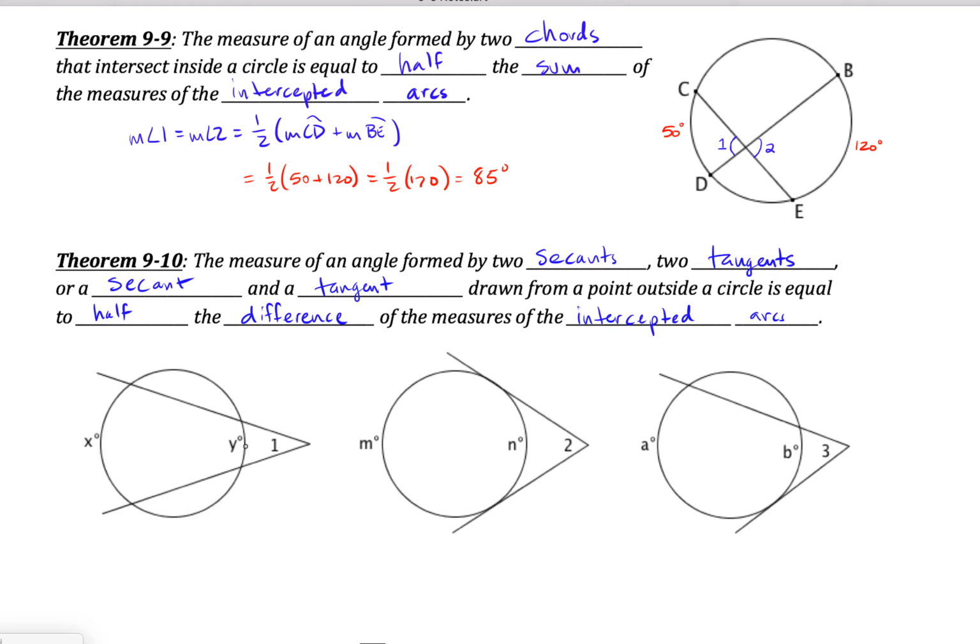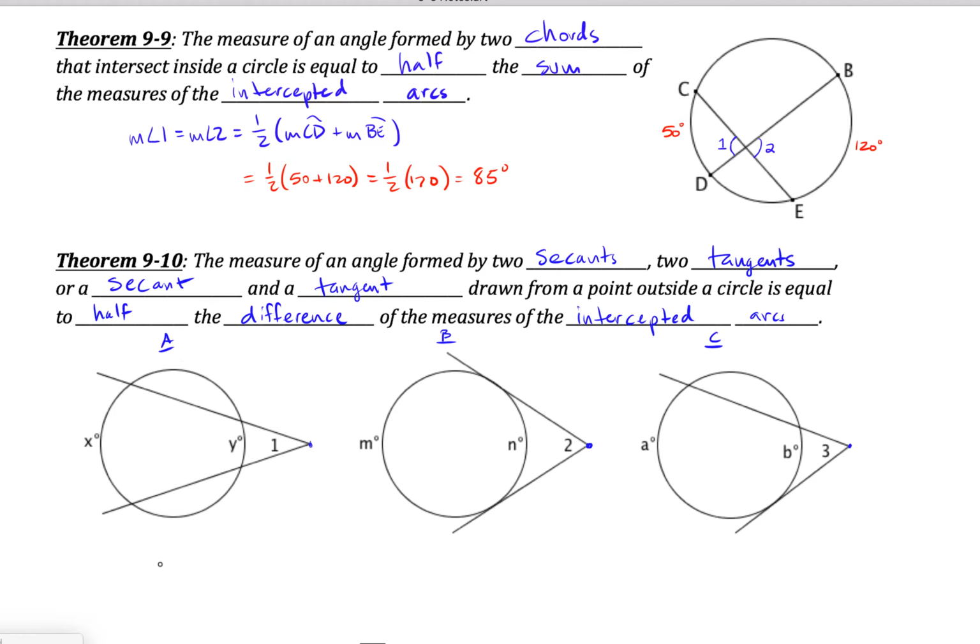So you can see I'm going to have to look at three different diagrams for this theorem because it describes three different possible scenarios. In this first diagram, we'll call it diagram A, we have two secants of this circle that are meeting at this point here outside the circle. In diagram B, we have two tangents of the circle meeting at this point. And in diagram C, we have one secant meeting one tangent at this point right here outside the circle. So what is theorem 9-10 telling us?